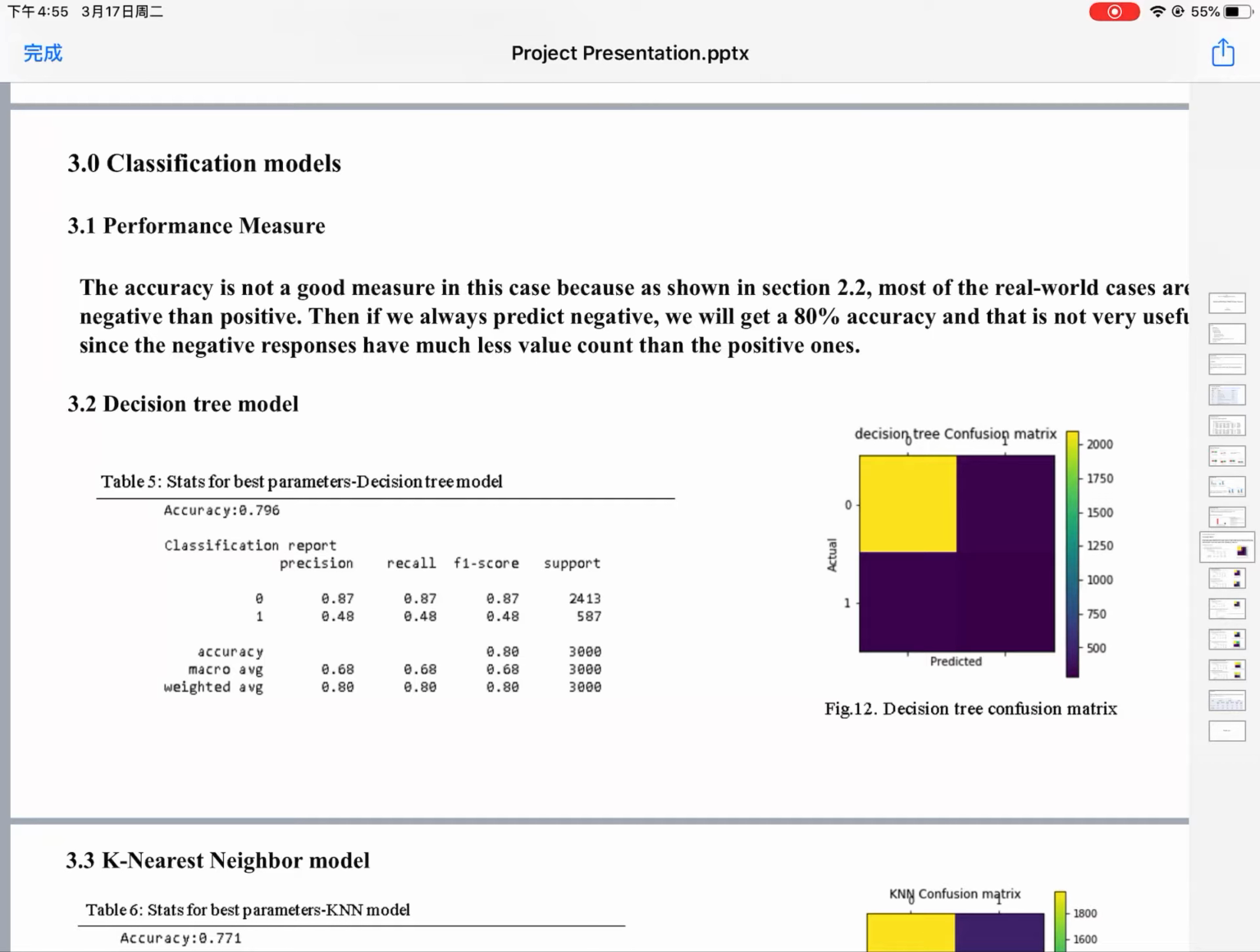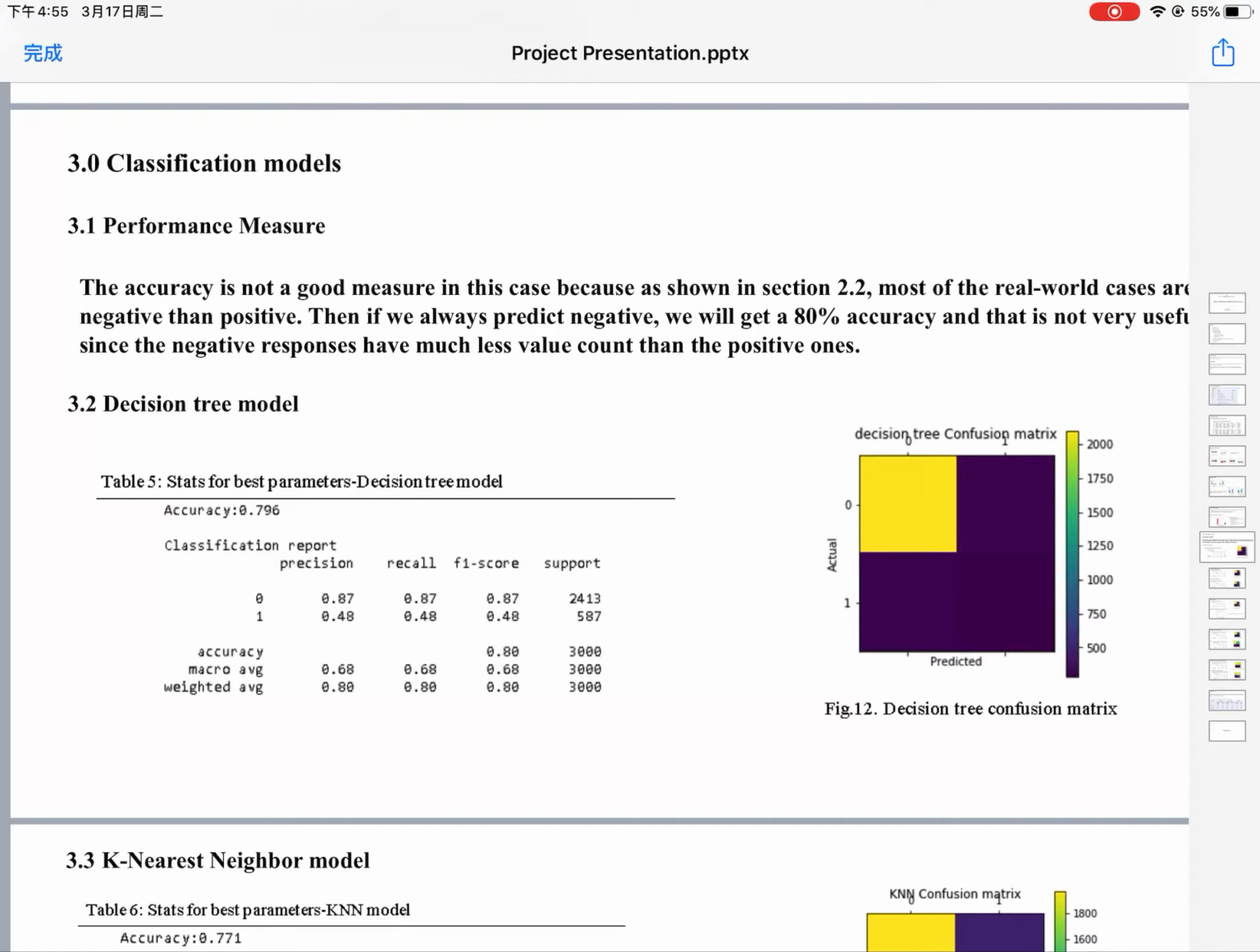After we have a more balanced training data set, we want to use it for building classification models that are capable of detecting positive cases, which means potential customers who want to leave the bank.